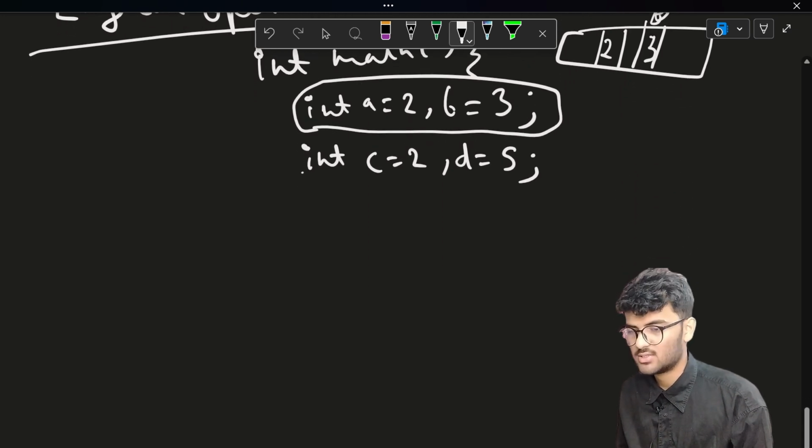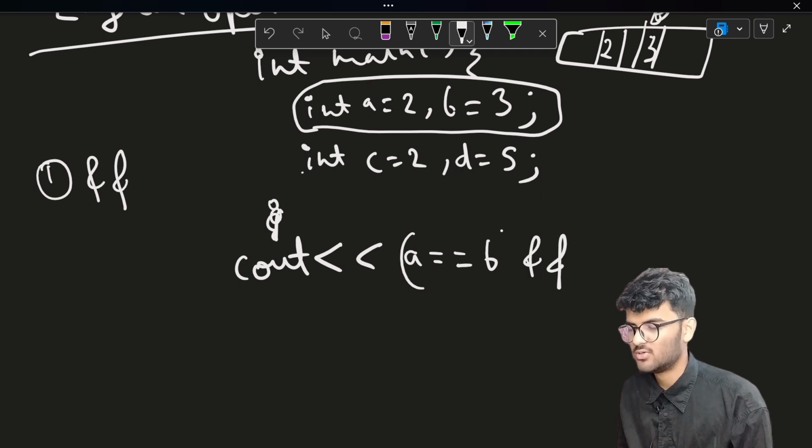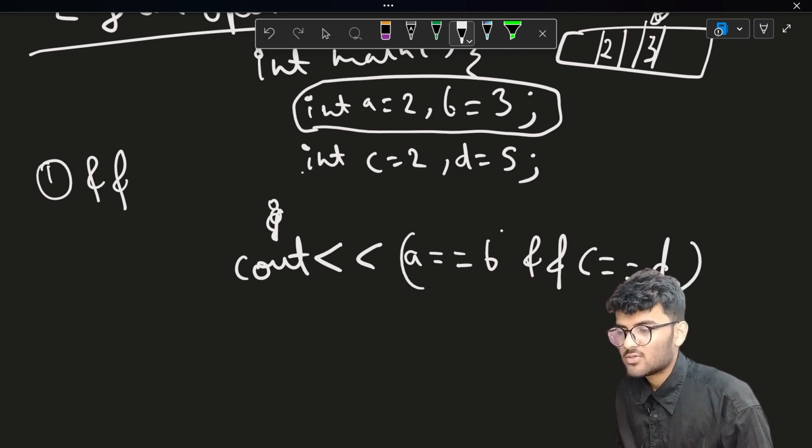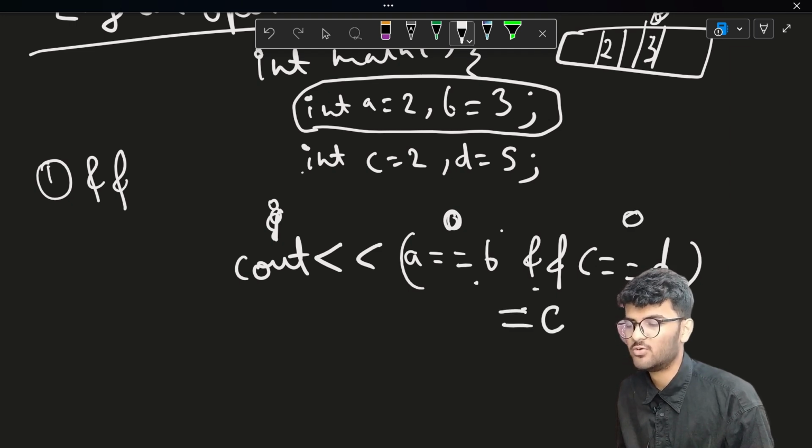So the first logical operator is AND. Let's see here: cout a == b and c == d. So a == b is false, 0. And c == d is also false. So 0 and 0, what will it give? It will give 0 as the output.